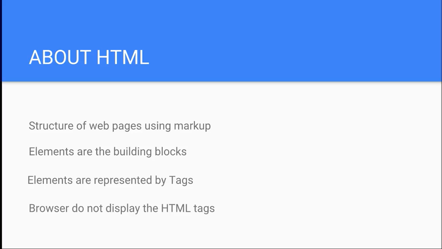And when the browser renders the HTML file, it will not display the HTML tags. The browser only displays the content from the HTML file, but not the tags that we use to make an HTML file. You will understand that when you write the code and display it in the web browser.